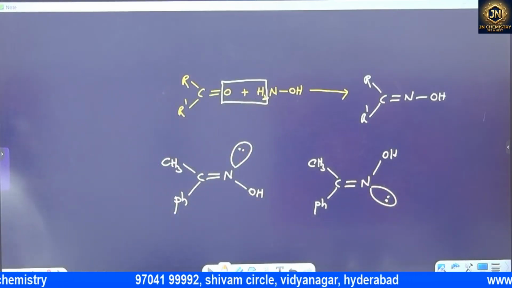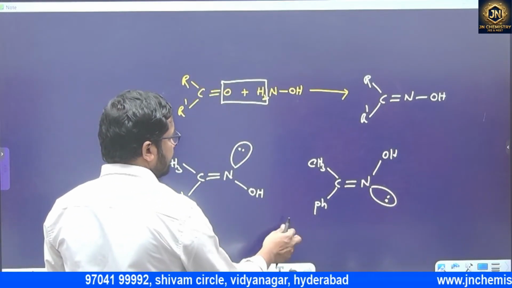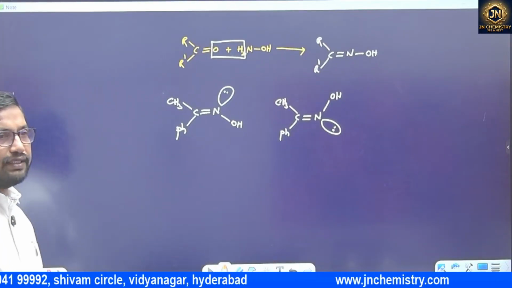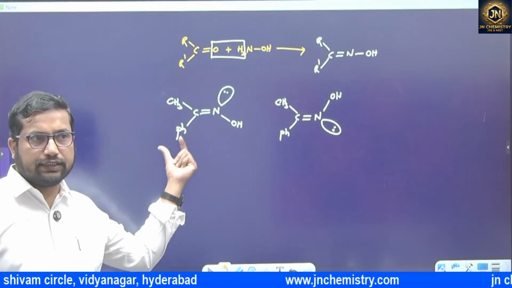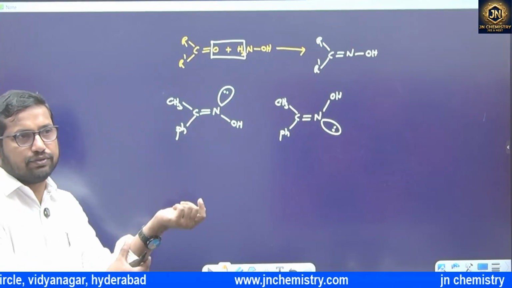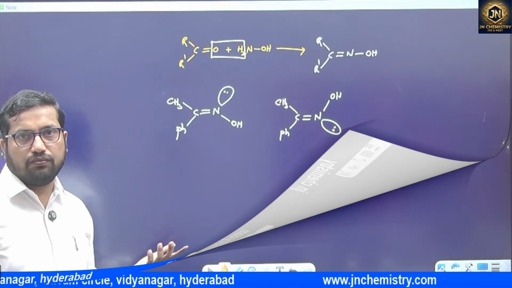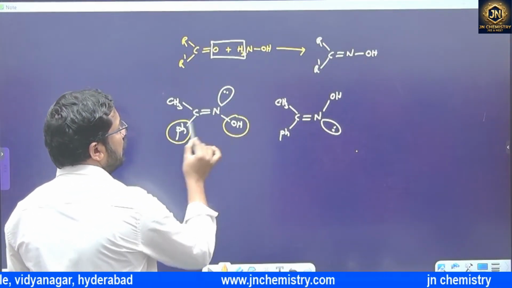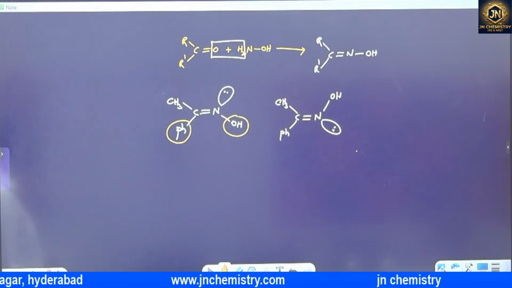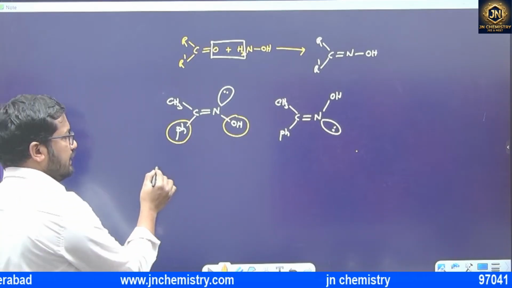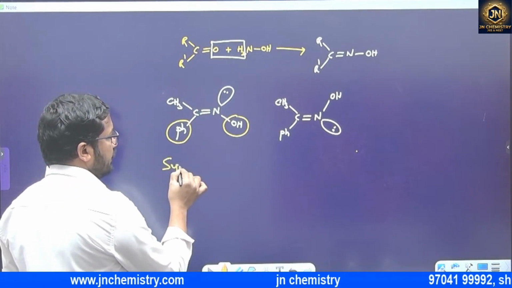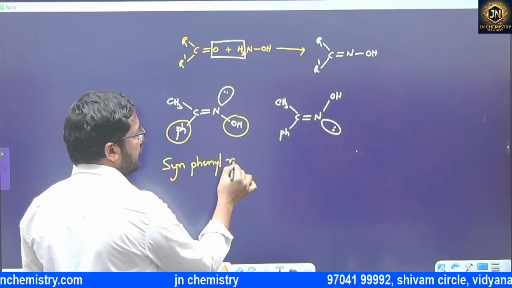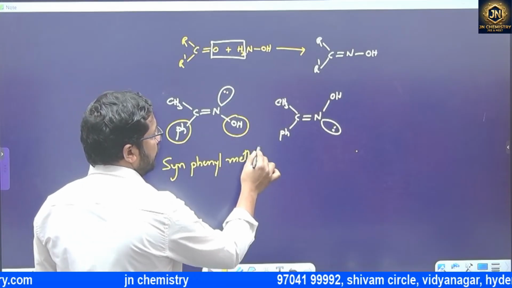Yes, Nana. So now in this case, how can we say syn and anti? Anyone? Because earlier I told you H and OH in case of aldoximes. In case of ketoximes, how? So the phenyl and OH are on the same side, right? So what do we have to write? Syn phenyl methyl ketoxime.